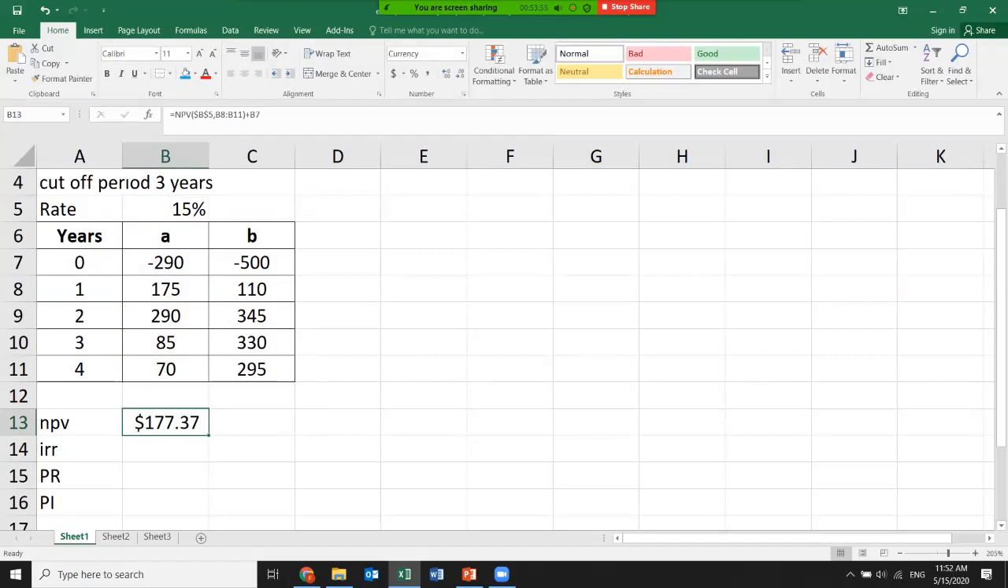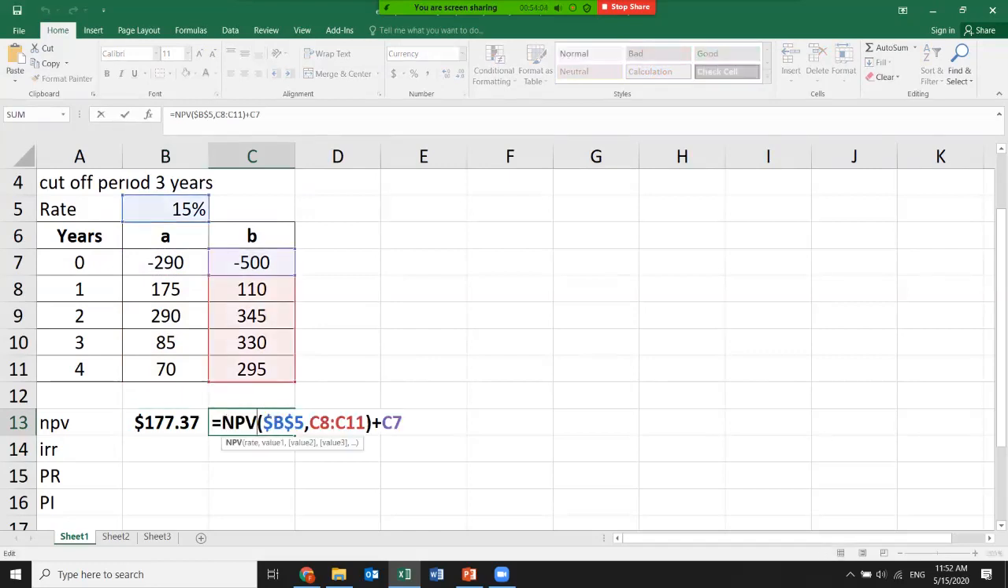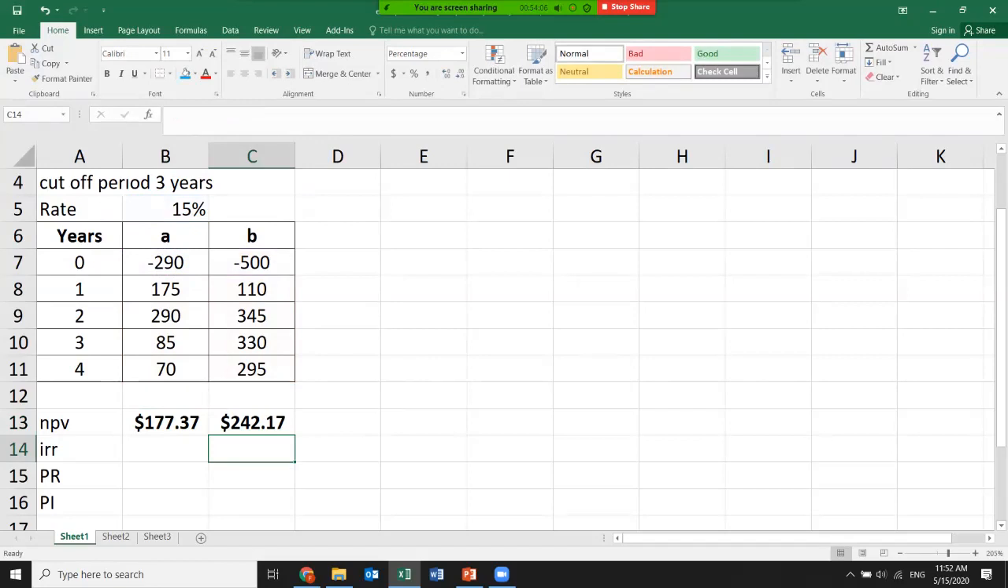My NPV is equal to $177, but for the second project, my NPV is equal to $242. Let me check it. Yes. So according to NPV, I will select project B.